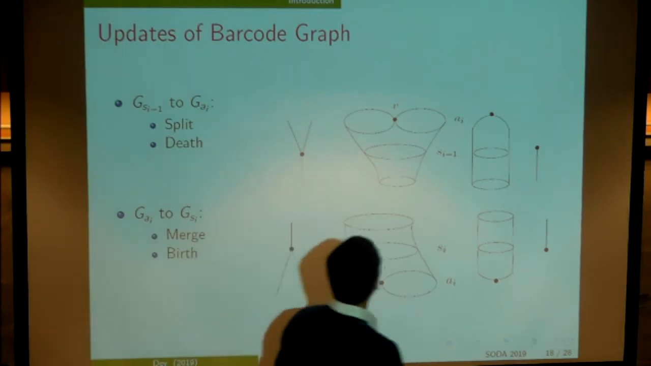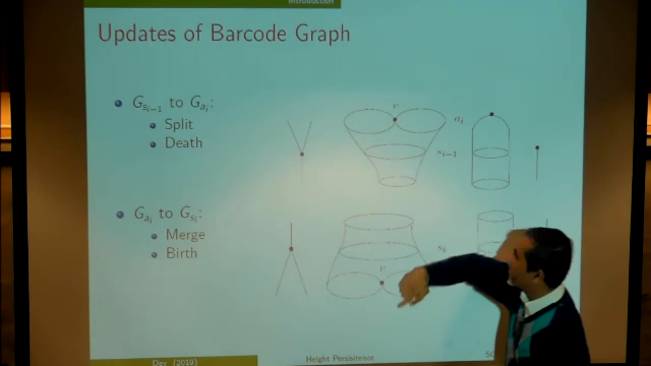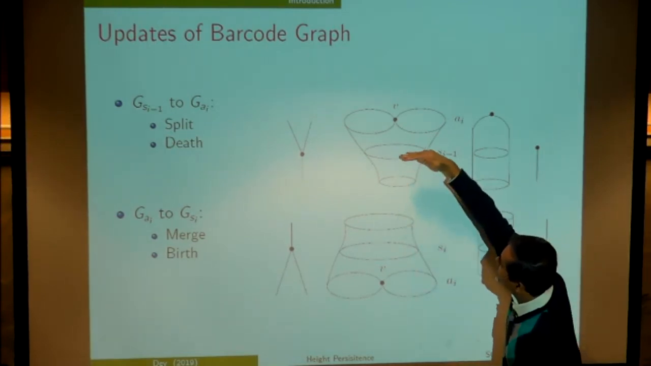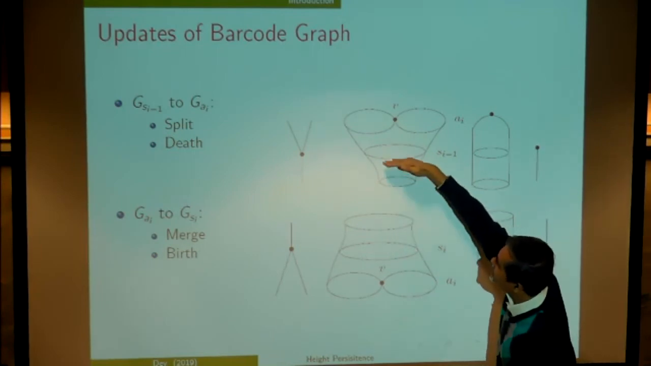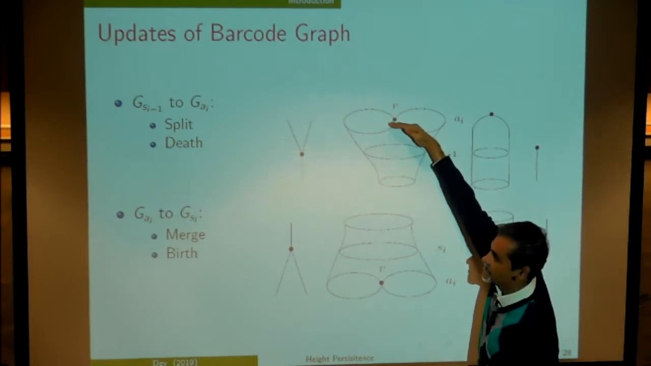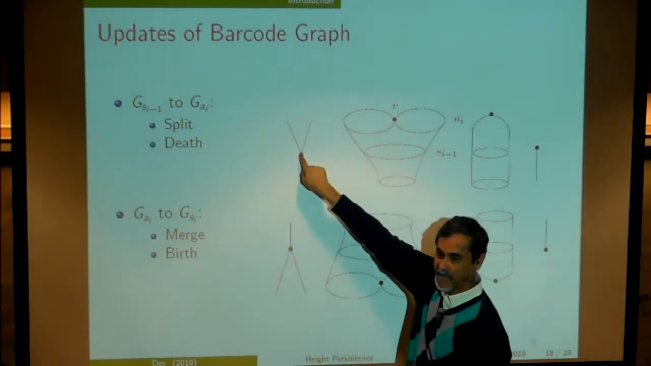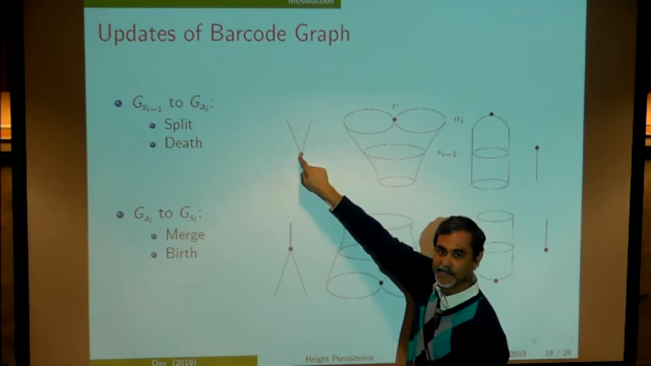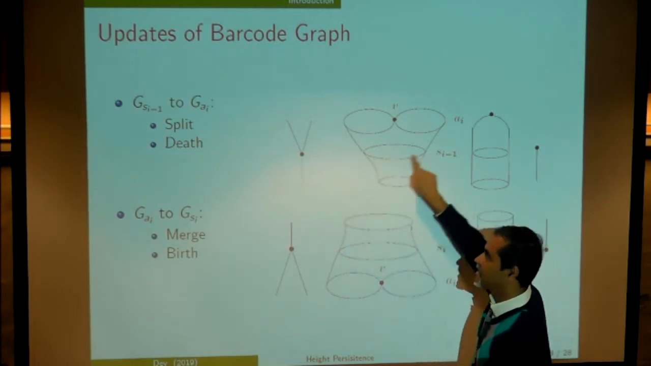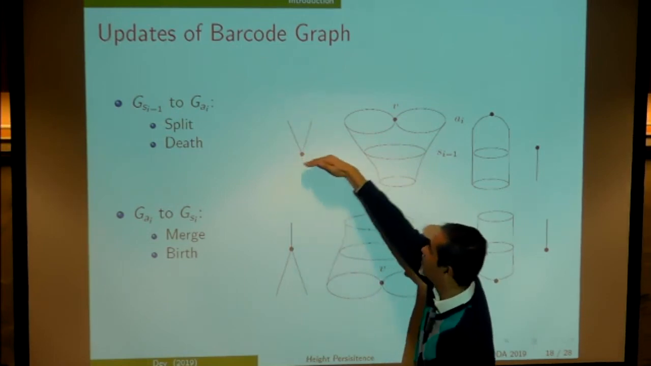So think about the following. How do I compute the graph? Here is an intermediate level, and here is the vertex V. This level set ultimately gets split. I'm going to create a vertex at the intermediate level for the graph. The barcode graph has its vertices exactly at the intermediate levels, and edges otherwise.